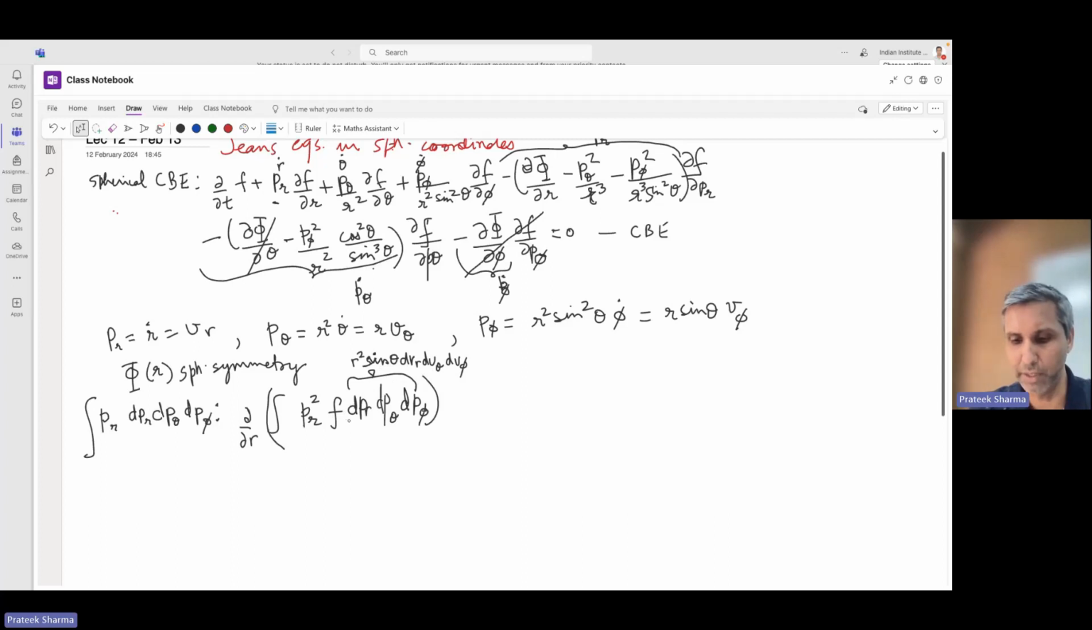So what does this become? This is equal to r squared sine theta, which just comes out of the integral, and we have p_r squared, or v_r squared, since p_r is equal to v_r. So this is the first term.